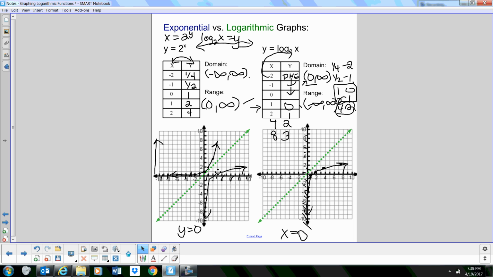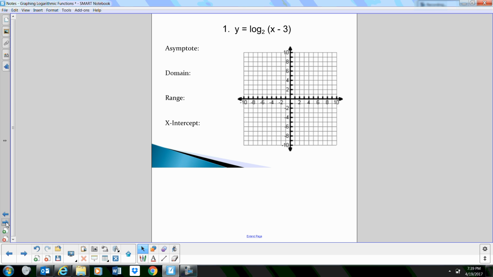Okay, so you can see it is a mirror image, or a reflection, over that y equals x line. Isn't that pretty cool? So you can see that reflection. And now let's look at another one here. Let's look at one that's the same function, but we've got some shifts going on.